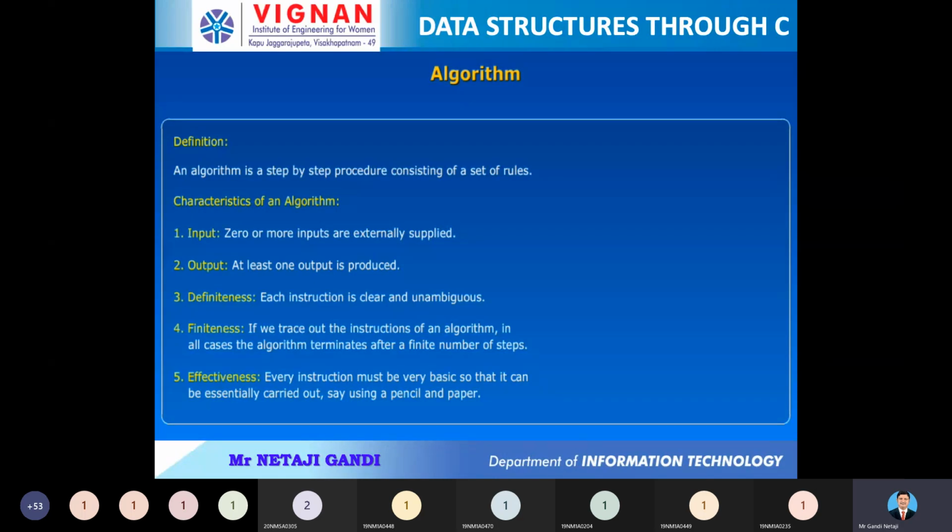How to give the input? What are the input parameters? What is the expected output? So your program code can be less. That is the third name, definedness. Definedness means each and every instruction is clear and easy to understand.